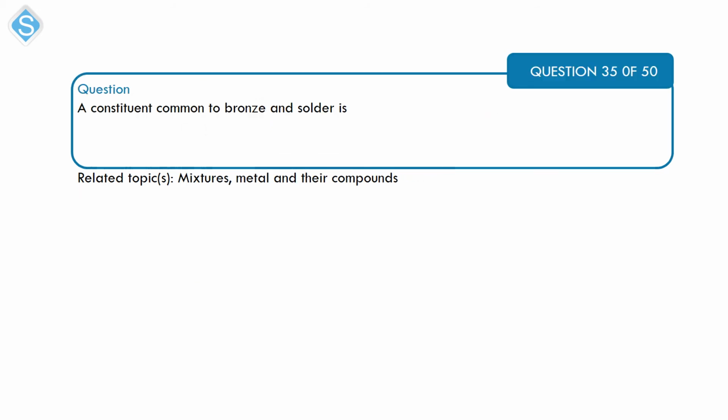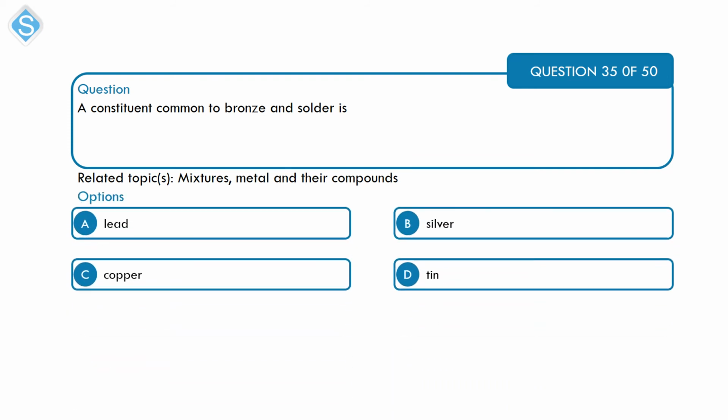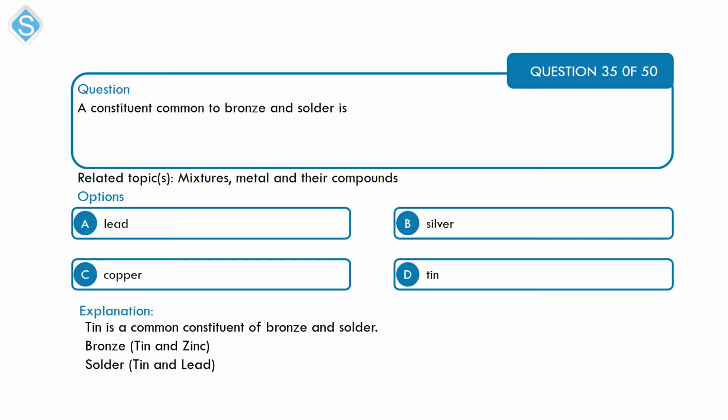Next is a question on mixtures, metals, and their compounds. A constituent that is common to both bronze and solder is A. lead, B. silver, C. copper, and D. tin. So bronze and solder are alloys, both containing tin. Bronze is an alloy of tin and zinc, while solder is an alloy of tin and lead. So that makes option D the correct option.